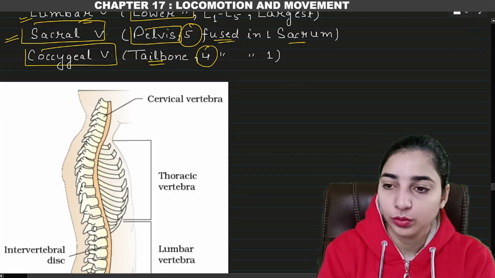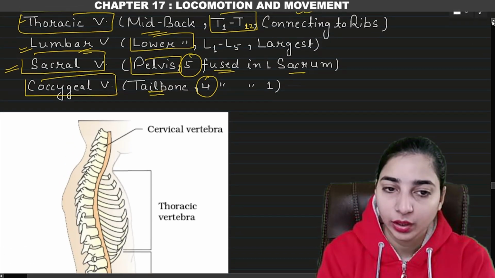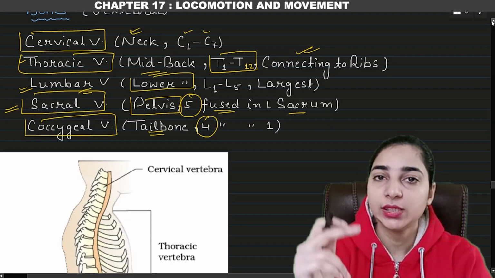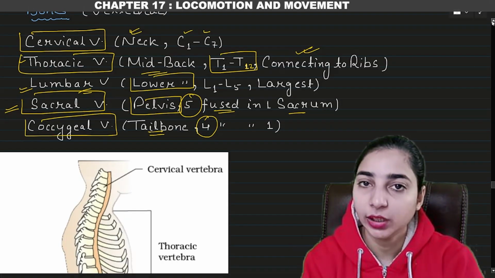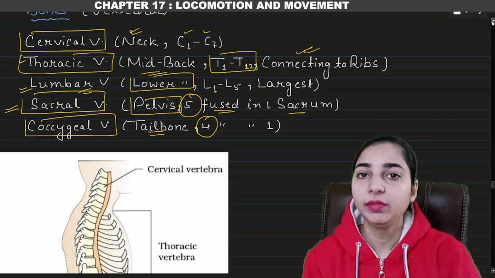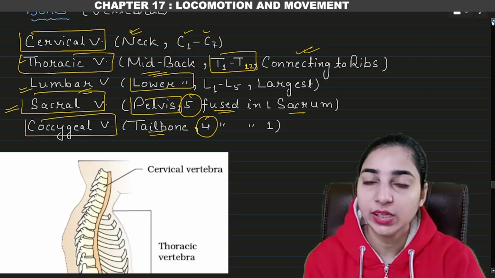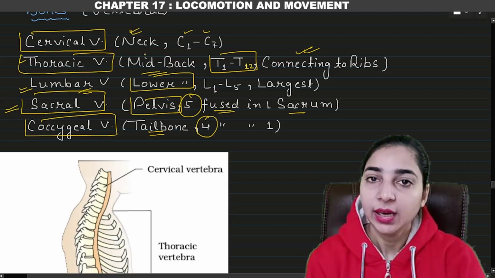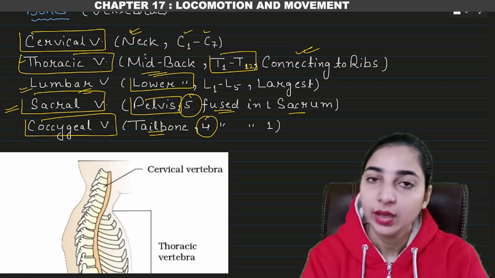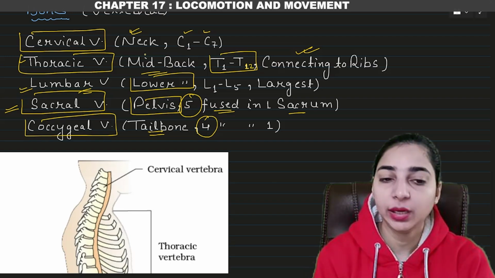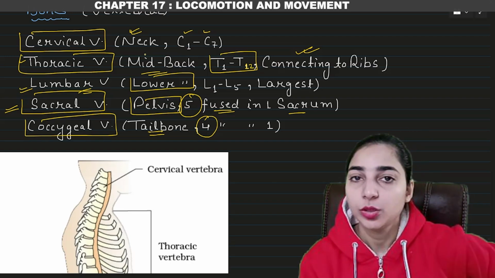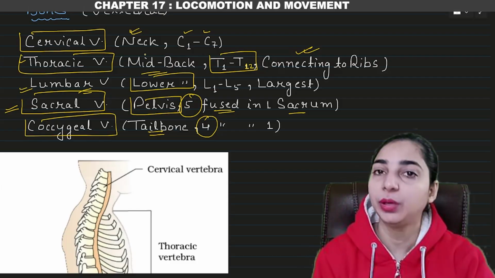So let's revise this again. Total 26 vertebrae are present in the vertebral column. The first 7 are known as cervical vertebra. These are present in the neck region. Then the next 12 are known as thoracic vertebra. These are present in the mid back, and these are the vertebra to which the ribs are attached. Then lower to the thoracic vertebra, we will have 5 lumbar vertebra which are present in the lower back. So touch your lower back and feel these lumbar vertebra.